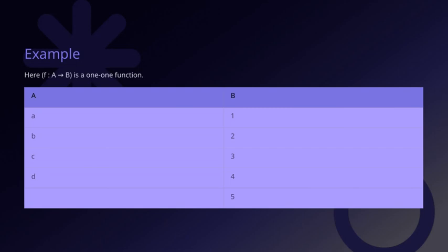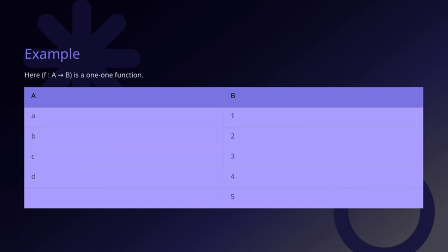Here we see a function f from set A to set B, and this function is 1-to-1, or injective. That means each element in A maps to a unique element in B, with no two elements in A sharing the same image in B. To make this clearer, let's look at this example table.